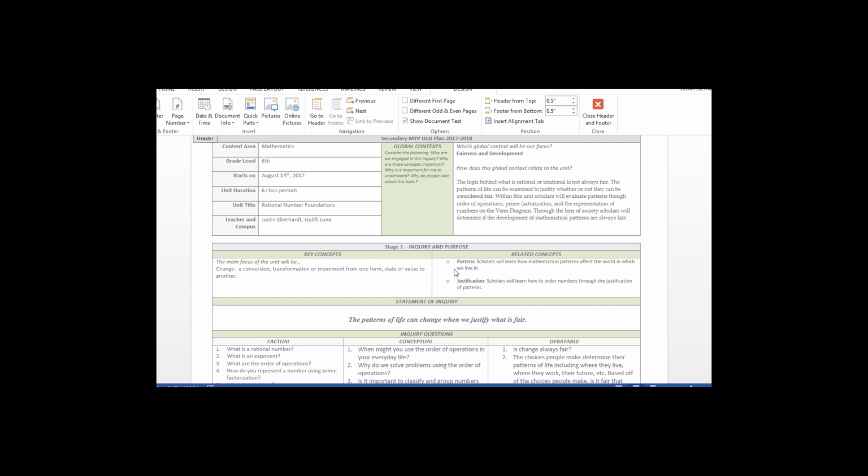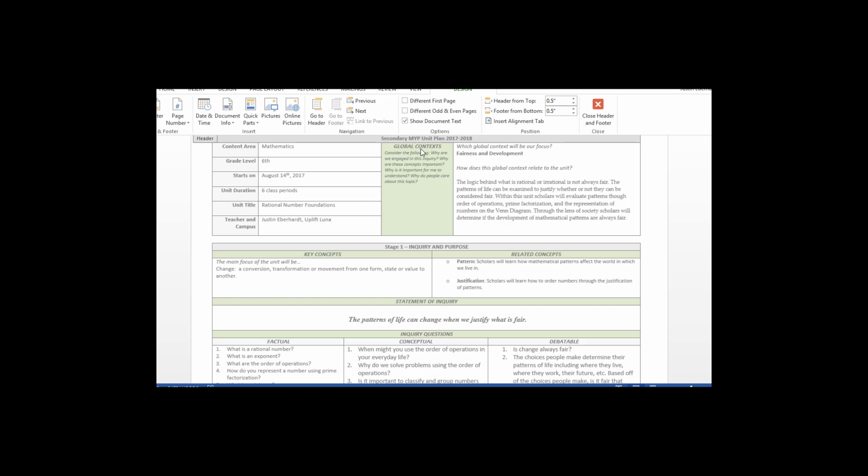Next, we have our related concepts. Our related concepts are pattern and justification. Within this, scholars will be able to analyze how patterns affect the world we live in. And by justifying why patterns occur, scholars will be able to better articulate how math, i.e. fractions, decimals, and percent, affect the order in which we make everyday life decisions. Which leads us next to our global context.